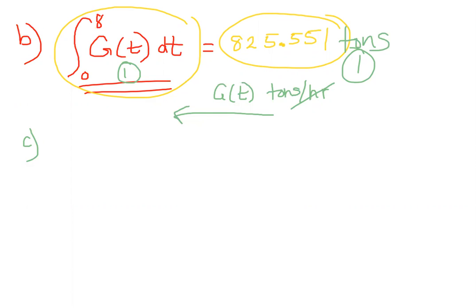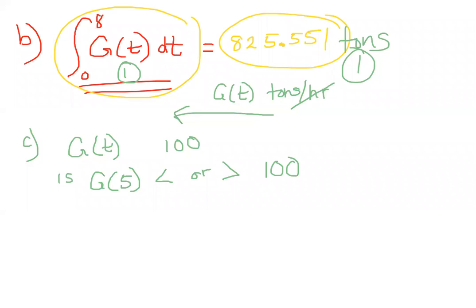Well, the rate at which it's coming in is G of t. The rate at which it's going out is 100. So we want to find, is G of 5 less than or greater than 100? That's what we need to find. Is it coming in faster than it's going out, or is it coming in slower than it's going out? So we're going to find G of 5.